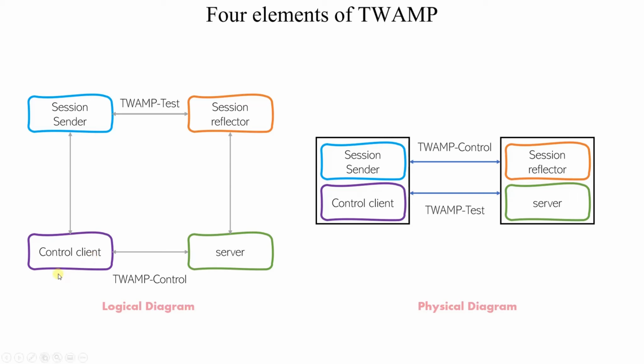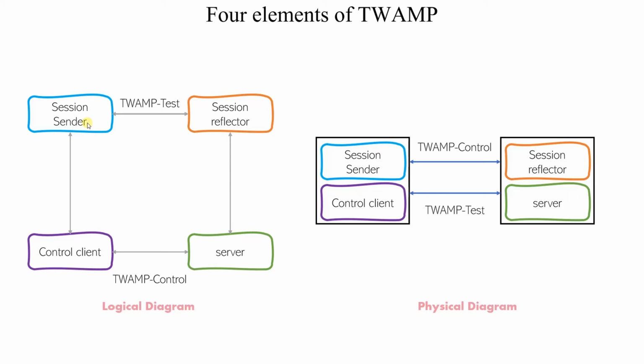First the control client talks to the server and they handshake with each other. Once the connection is set up using TCP, it advises the session sender to start sending testing packets, or IP probes, to the session reflector. The session reflector reflects the packets, and they are collected by the session sender. Then we examine those packets to measure the delay variation and the packet loss in the end-to-end system of the network.